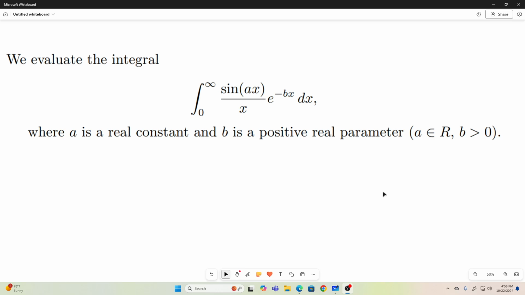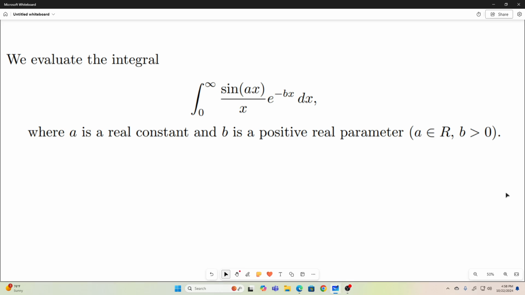This is going to be our third formula development using the Leibniz rule for differentiation under the integral sign. And today we aim to evaluate this integral and develop a closed form expression for it in terms of a and b, where a is a real constant and b is a positive real number.